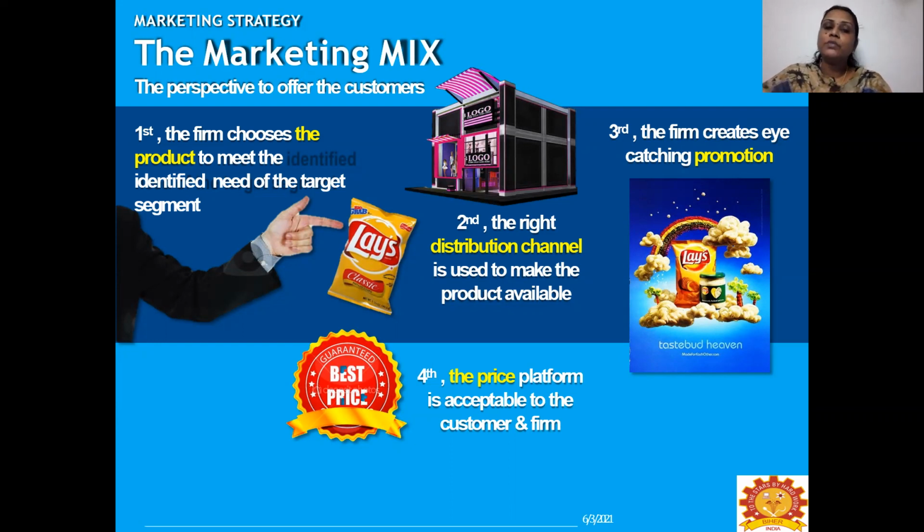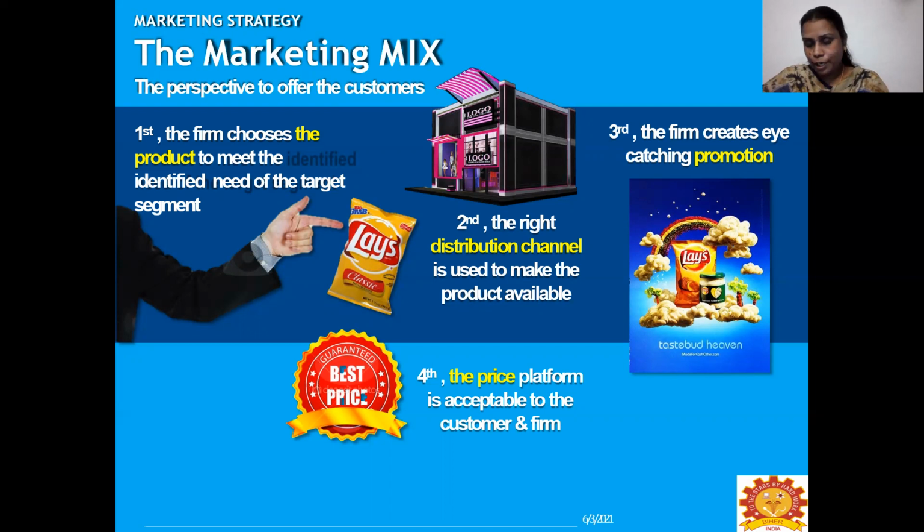So first, the firm chooses the product to meet the identified need of the target market. Second is the distribution channel. This product, which has been created based on the needs that were identified in the market, should reach the customer through the right distribution channel, and the customer has to receive it. So the second P is the distribution, the place. And then we have the promotion.